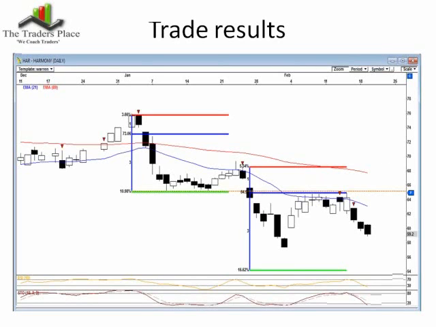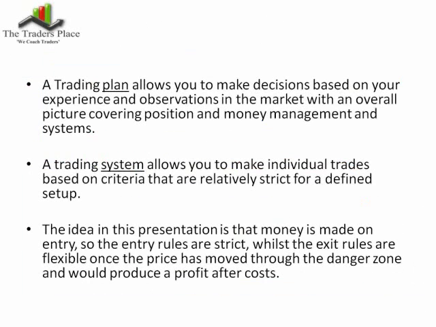Okay, here are some of the pointers. A trading plan allows you to make decisions based on your experience and observations in the market with an overall picture covering position, money management, and your trading systems. A trading system, on the other hand, allows you to make individual trades based on criteria that are relatively strict for a defined setup. So today was not a trading plan, it was a trading system. It has a defined criteria. I know exactly what I'm looking for in the setup, and I know what my triggers are.